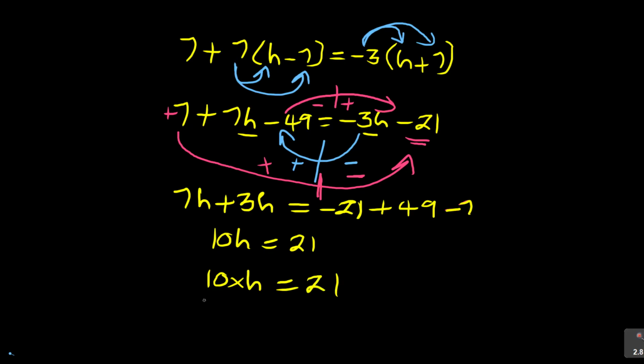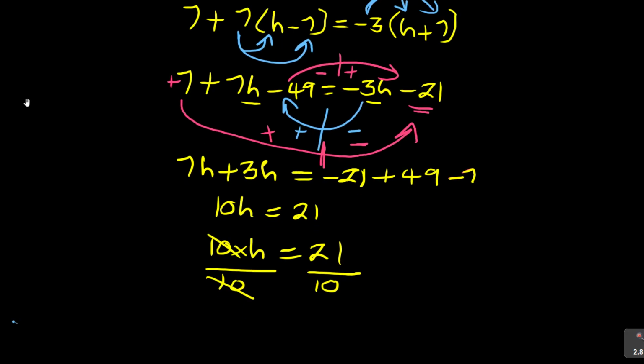The opposite of multiplication is division. That's why you divide both sides. When it's multiplying, you do the opposite. Just like when you add, the opposite is subtraction. So when you do that, h is equal to 21 over 10, which is equal to 2,1. It's up to you how you want to leave your answer, guys.